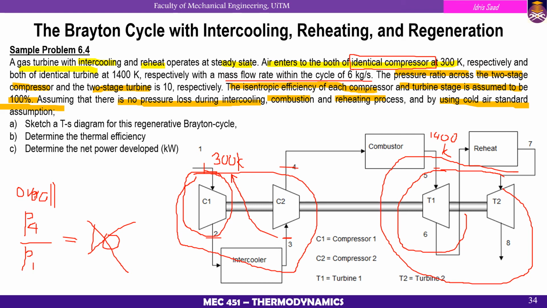From this, we are first asked to sketch the T-S diagram of this regenerative Brayton cycle. Then we are asked to determine the thermal efficiency, and finally the net power developed. Please remember the kilowatt value refers to this mass flow rate.